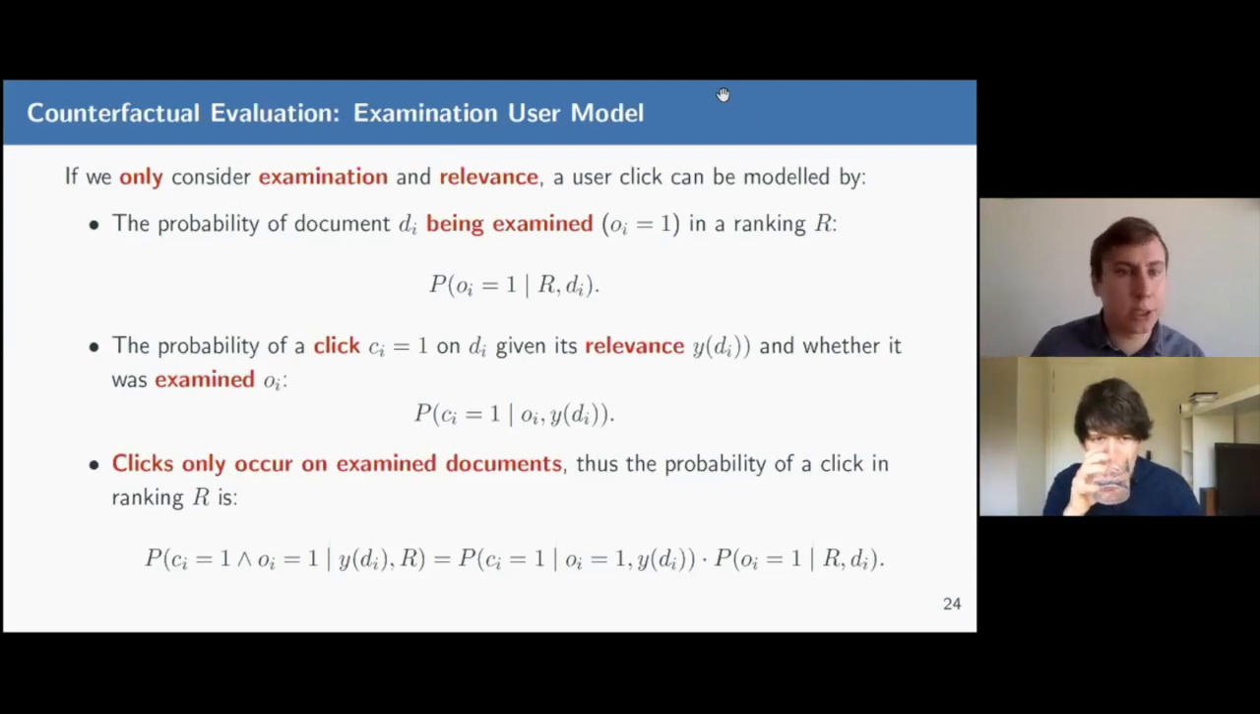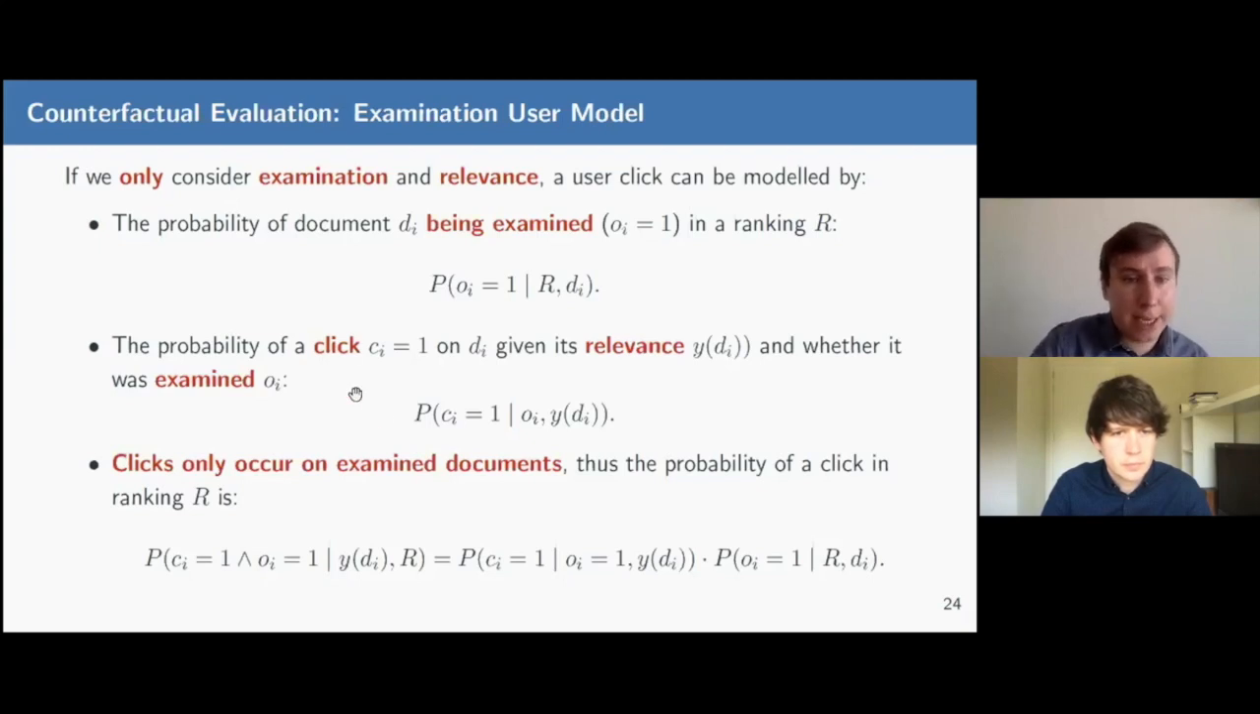We're going to say a user click only depends on whether a user examines a document and whether they judge it as relevant or not. So we have examination and relevance, and then we can model a user click as follows. First, we define the probability of a document being examined. We indicate this with the notation O_i, whether a particular document was observed in a particular ranking R. We write that as the probability of O_i equals 1, conditioned on the ranking and the document.